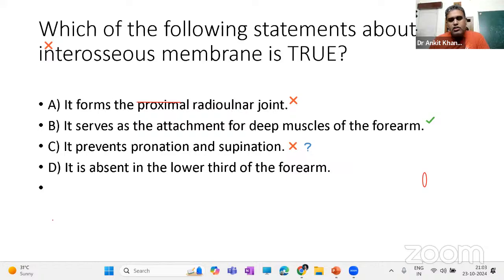Fourth, it is absent in the, no, it is present throughout the forearm, so it is present in the lower third of the forearm also. So the answer over here, the correct statement, is option number B. Right? Let us look at the second question over here.